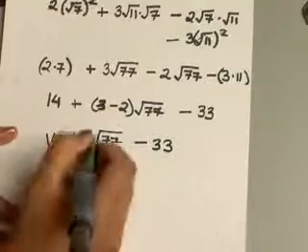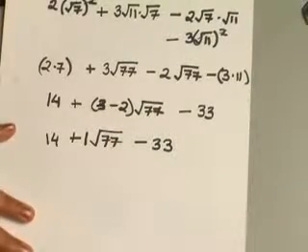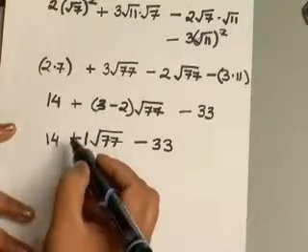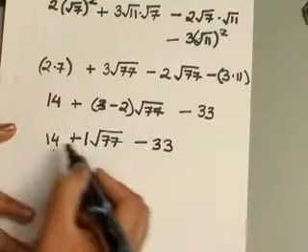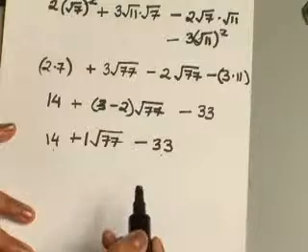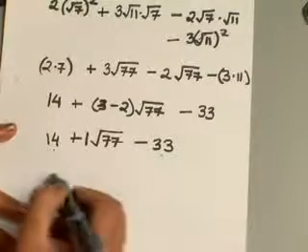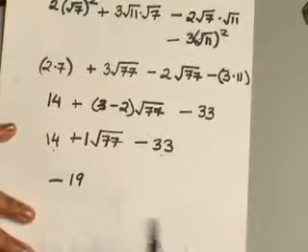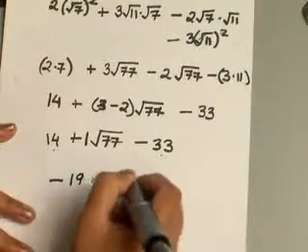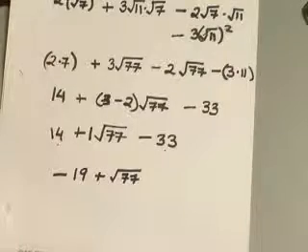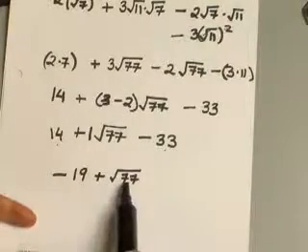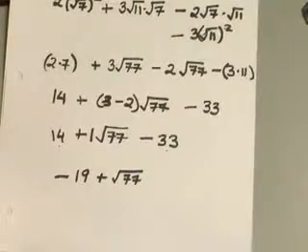minus 33. If you want, you can put that 1 in the front, but you don't have to. So 14 plus 1 square root of 77 minus 33. Again, you can combine the 14 and the negative 33, which will give you negative 19 plus square root of 77. And you can see you cannot take it any further from here because of course you cannot combine the radical with an integer. So you leave this and this will be your final answer.